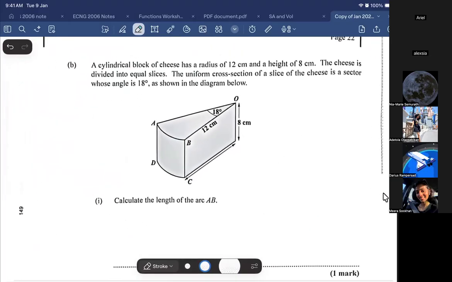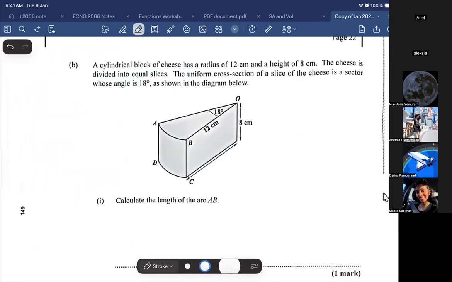Yeah. So get this, I read for me. A cylindrical block of cheese has a radius of 12 centimeters and a height of 8 centimeters. The cheese is divided into equal slices. The uniform cross-section of the slice of the cheese is a sector whose angle is 18 degrees, as shown in the diagram below. Calculate the length of the arc AB.